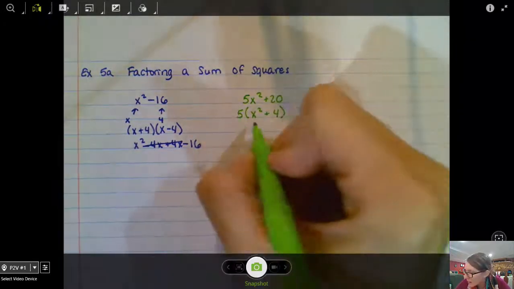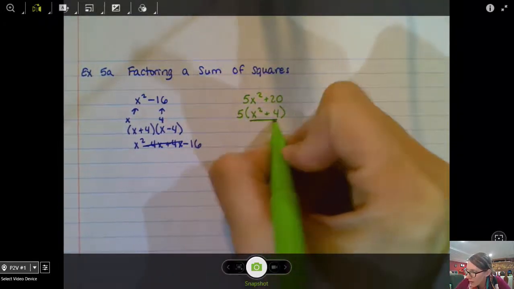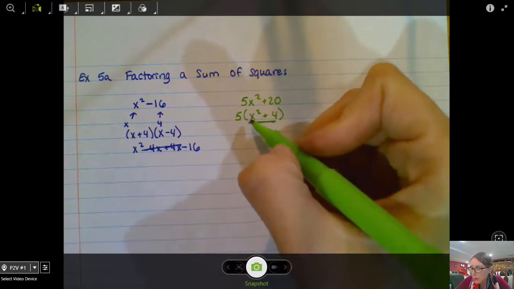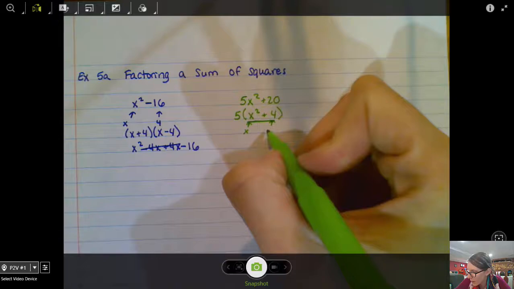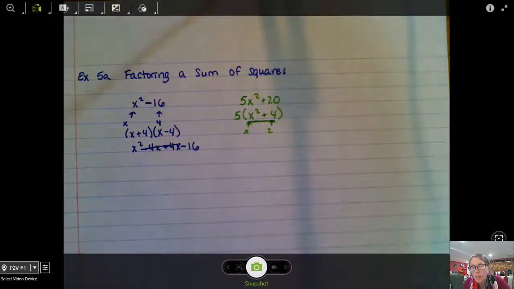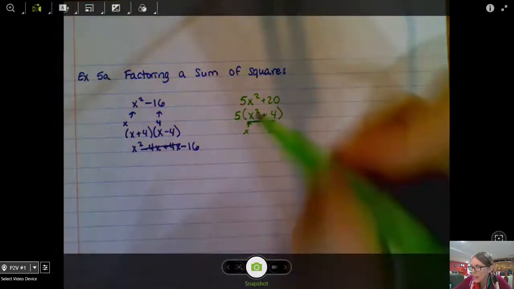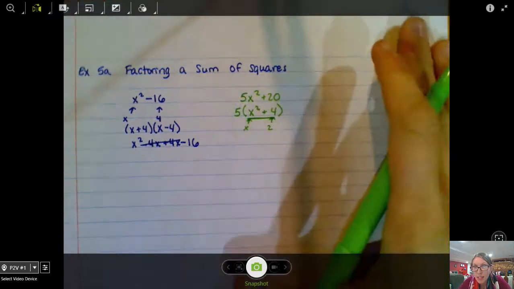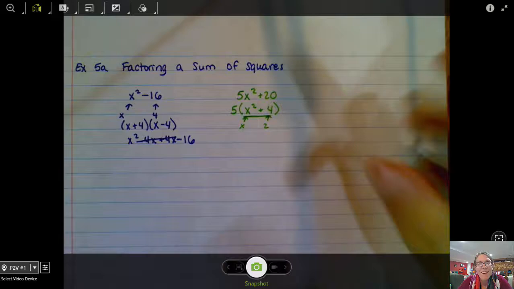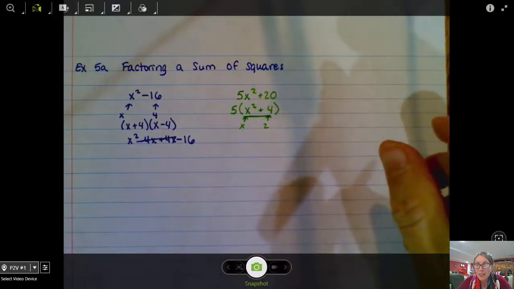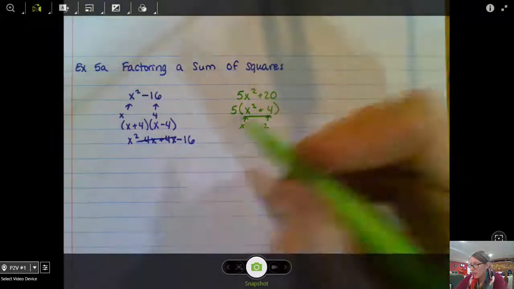Then I realize, hey, in this x squared plus 4, x squared is a perfect square, and 4 is a perfect square, but this is a sum because I have addition in the middle. And until now, we have not been able to factor things like this. Key phrase: until now.